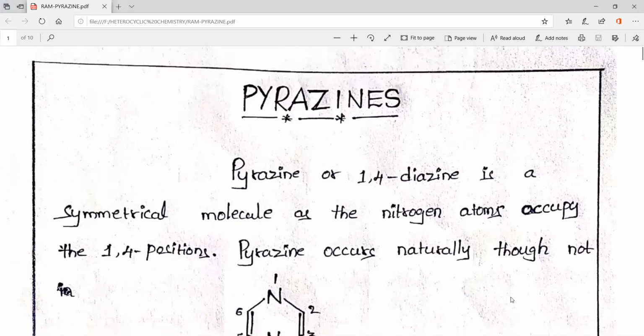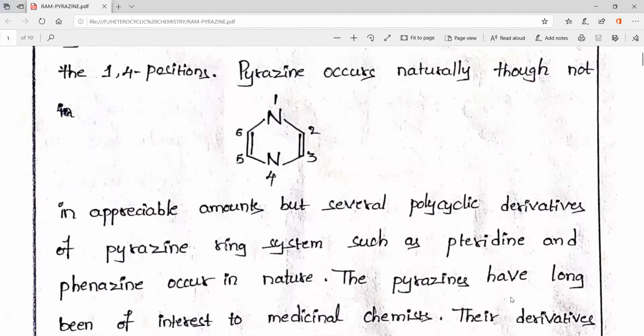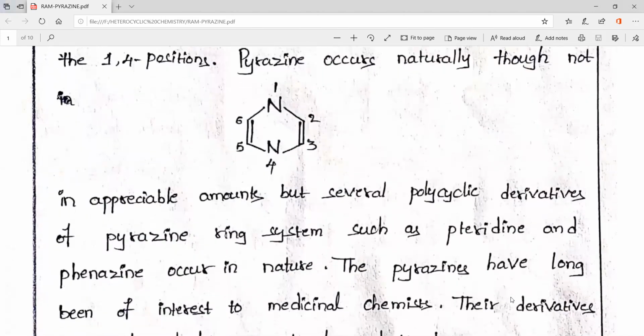So pyrazine occurs naturally as several of its polycyclic derivatives. Pyrazine occurs naturally, though not in appreciable amounts, but several polycyclic derivatives of the pyrazine ring system exist, such as pteridine and phenazine. So pyrazine occurs as its derivatives rather than free.